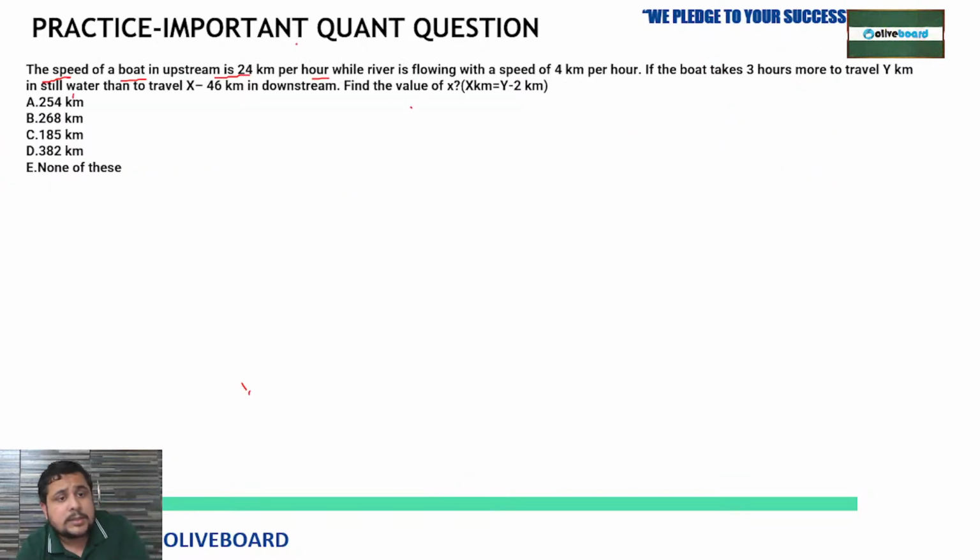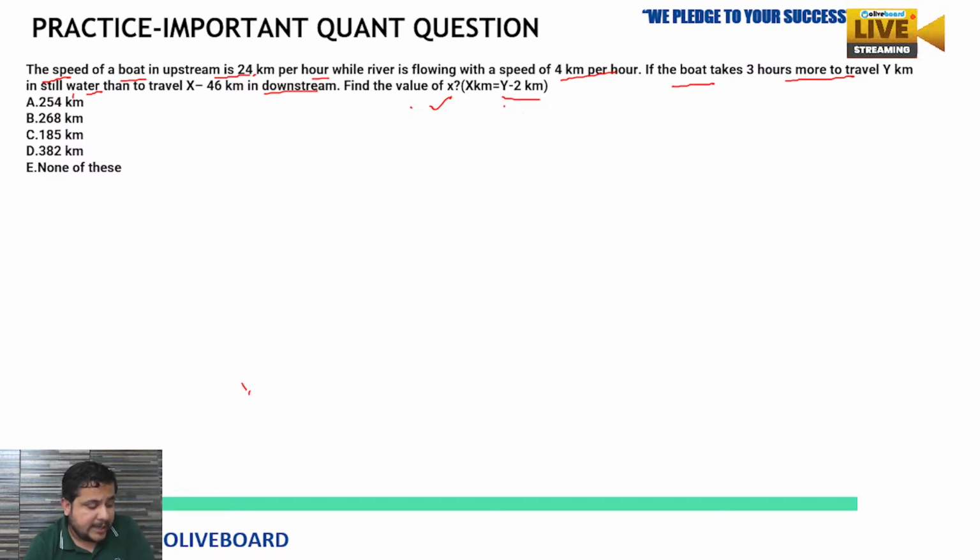Clear? Now see, the speed of a boat in upstream is 24 km per hour while the river is flowing with a speed of 4 km per hour. If the boat takes 3 hours more to travel y kilometer in still water than to travel x minus 46 kilometer in downstream, find the value of x kilometer equal to y minus 2 kilometer. So is this clear to everyone?